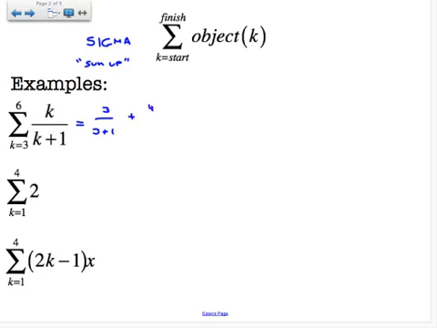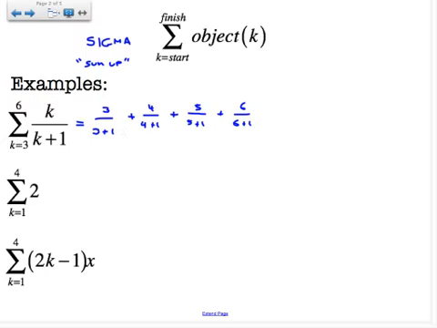So the second time around, the value of the parameter is 4, so we'll have 4 over 4 plus 1. Next time around, we add 1 to the parameter value, and we're at 5 over 5 plus 1. And then the last object that gets added is 6 over 6 plus 1. So this symbol over here is a shorthand way of writing that sum here.